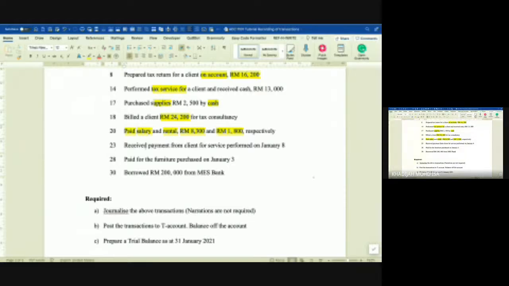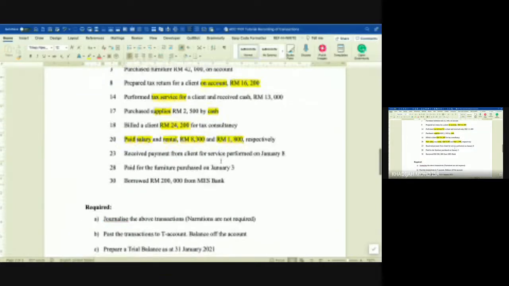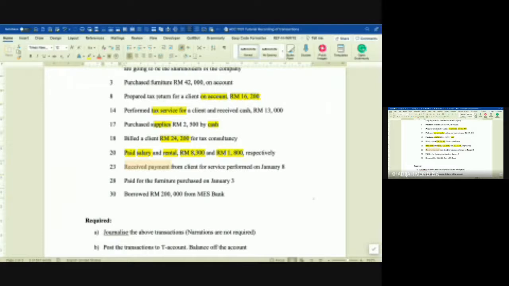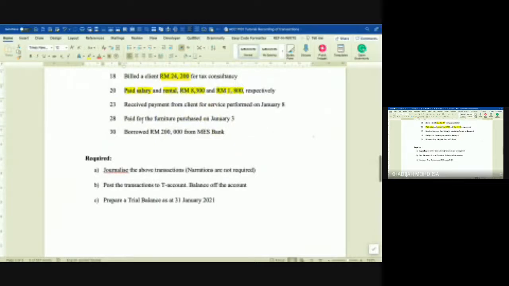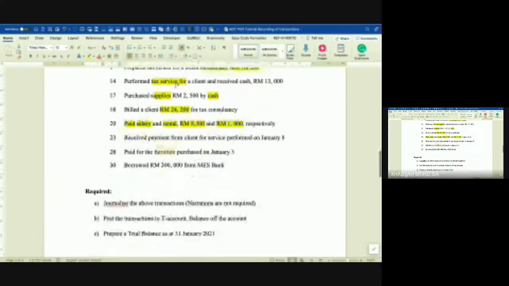Receive payment, so when you receive payment it means you receive cash. From client for service performed on January 8. So client January 8, how much did you receive? 16,200. So you have to go back to the accounts here, then record. When you receive payment, you're going to debit your cash and credit your accounts receivable. Remember, you have your accounts receivable, your client. And then paid for furniture. So you have the furniture account, but you purchased that on account on the 3rd. So now you have to pay 42,000. So that is your cash.